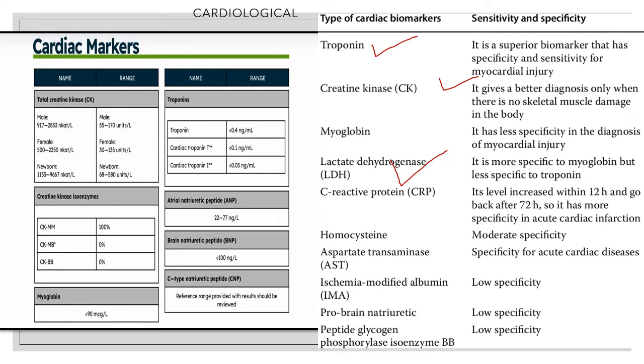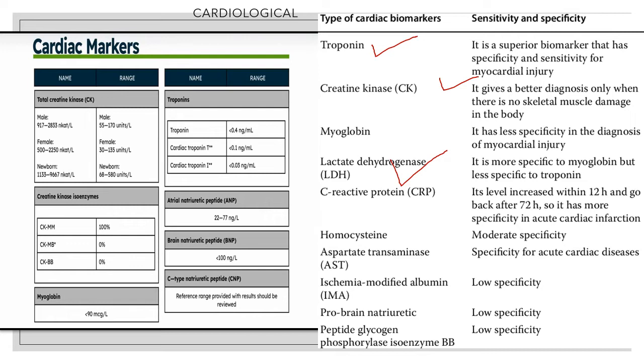CRP, that is the C-reactive protein. This was also a biomarker in COVID-19. If its level is increased within 12 hours and goes back after the 72 hours, so that means it has more specificity for acute cardiac infarction or myocardial infarction, that is heart attacks. So there are different heart attack types as well. If you are getting a heart attack for the first time or if it's for the second time, depending upon the levels, you actually go for diagnosis and treatment.